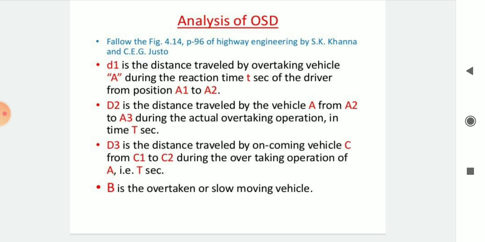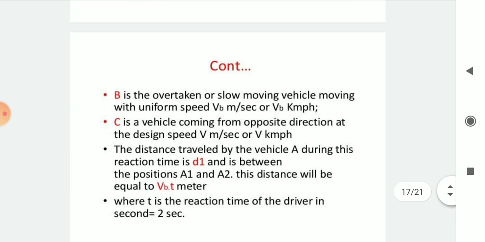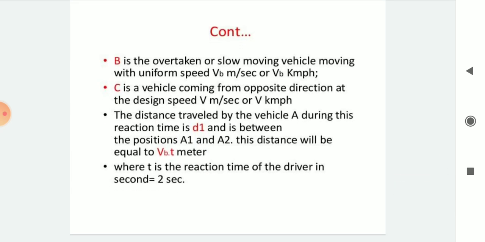B is the overtaken or slow moving vehicle, moving with uniform speed Vb meter per second or Vb kilometer per hour. C is a vehicle coming from the opposite direction at the design speed V meter per second or V kilometer per hour. The distance travelled by the vehicle A during this reaction time is d1, between the positions A1 and A2. This distance will be equal to Vb t meter, where t is the reaction time of the driver in seconds, that is 2 seconds.